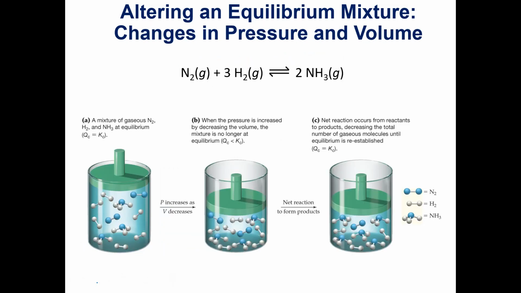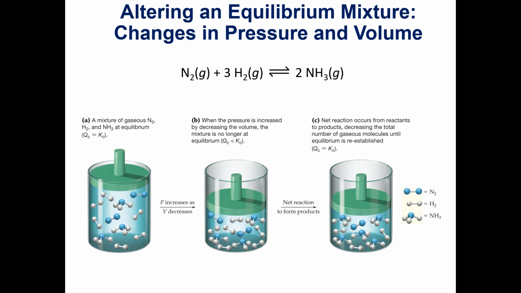Now, what if we change the pressure or the volume? Let's go back to our reaction where we have N2 plus H2 gives us ammonia. We have a mixture of N2, H2, and ammonia at equilibrium. And then we decrease the volume, so we increase pressure.